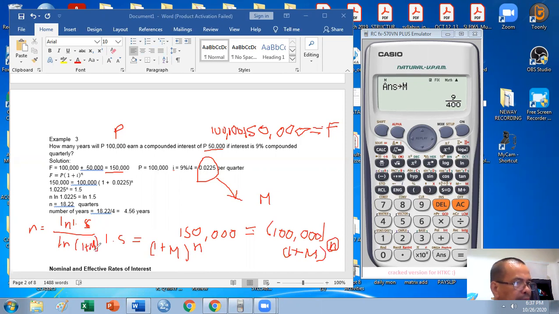And use your calculator now. ln of 1.5 over ln of 1 plus m, in-store natin. Okay, you have 18.22, and then divided by 4 gives you the number of years, 4.556 years. Next.